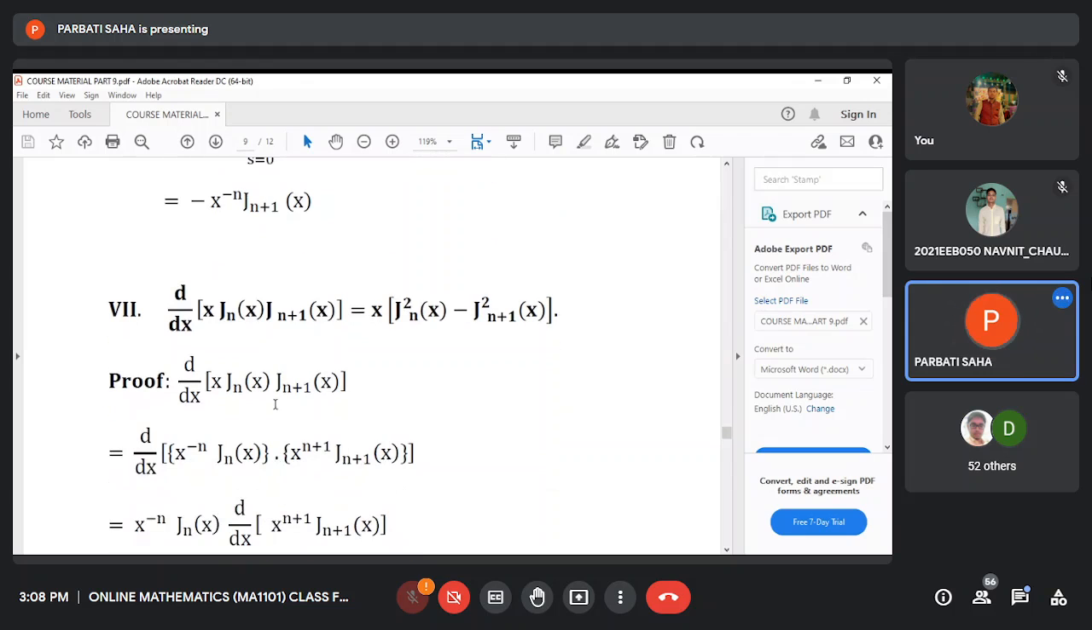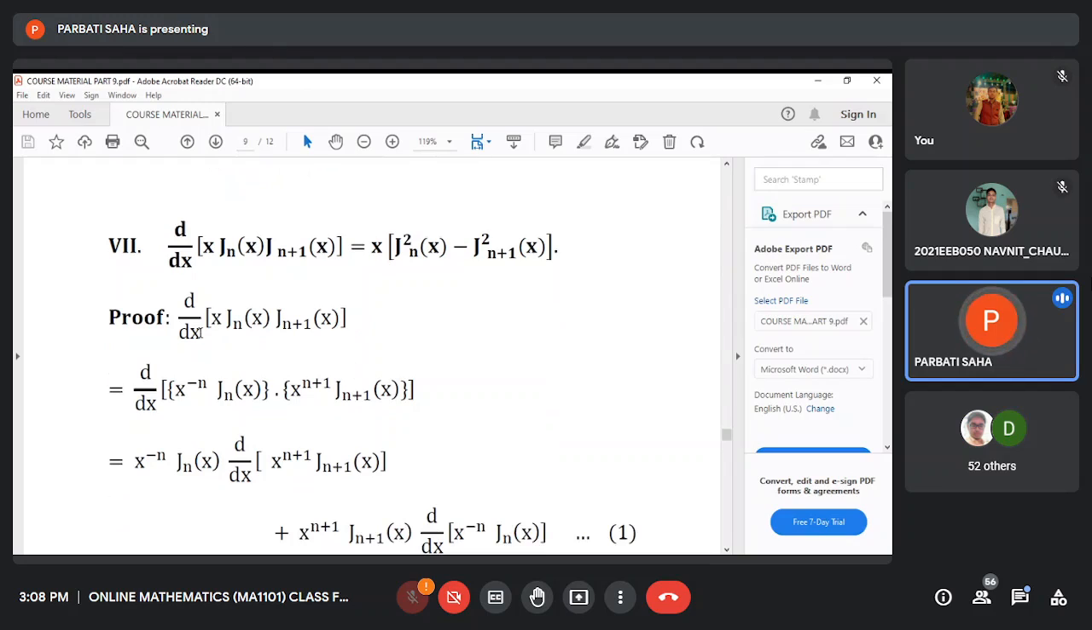Another proof. d/dx of this equals this. Now, x may be replaced by x to the power minus n into x to the power n plus 1. Then the product of these two will give x to the power 1. Why do we write this term in this way? Because we know d/dx of x to the power minus n Jn x, which we have already computed.